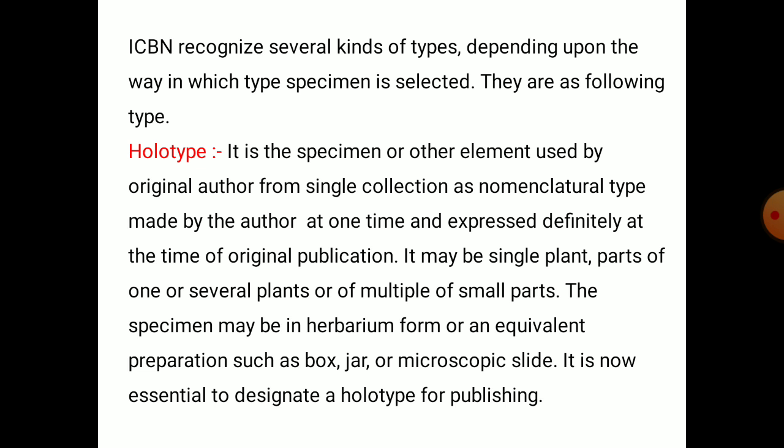If you keep the specimen in a box, for example, with a particular type of fungal specimen, we can't make an entire herbarium sheet of that fungal or algal specimen. These algal or fungal specimens, if supposed to be new, should be in the form of a herbarium, or in a box, or in a jar, or in the form of a microscopic slide also. It is now essential to designate the holotype for publishing.